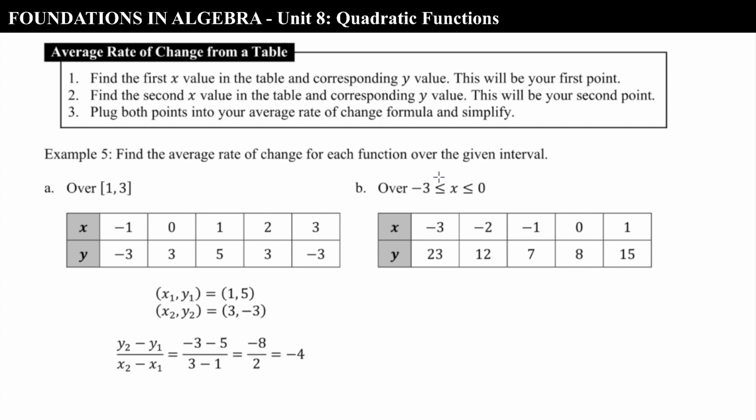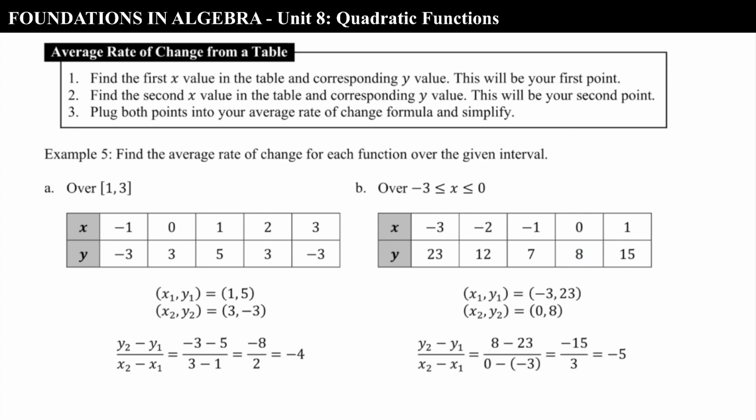For B, these are my x's. With negative 3 goes 23. With 0, we have 8. Plug those in and evaluate. And you get negative 5 for your average rate of change for that last example.